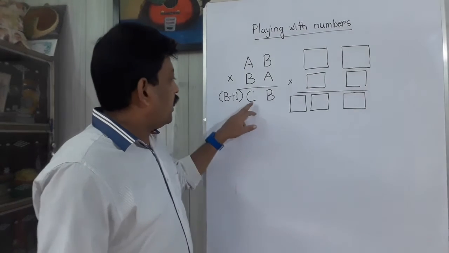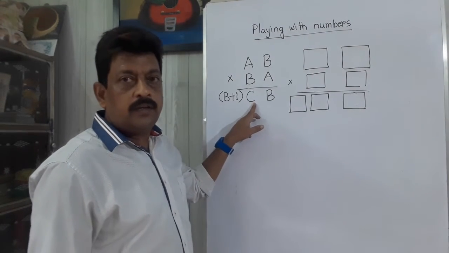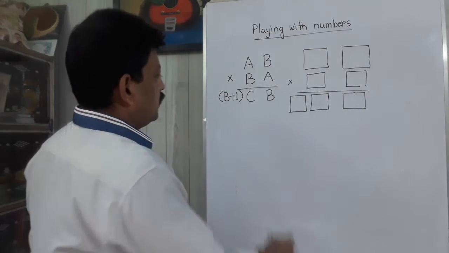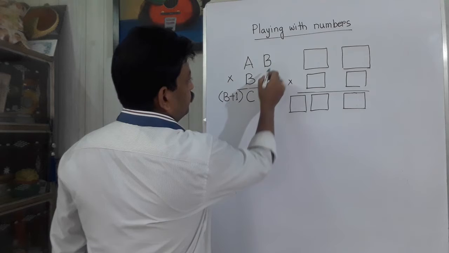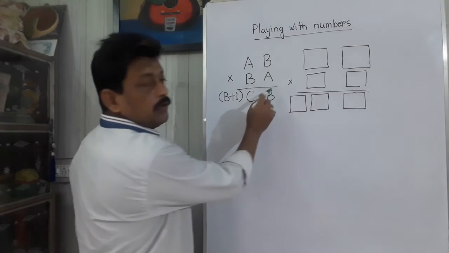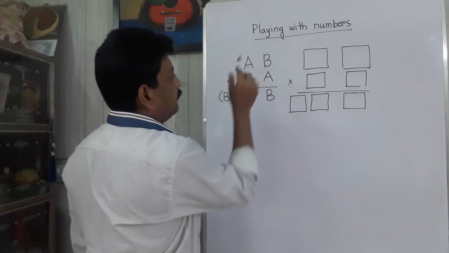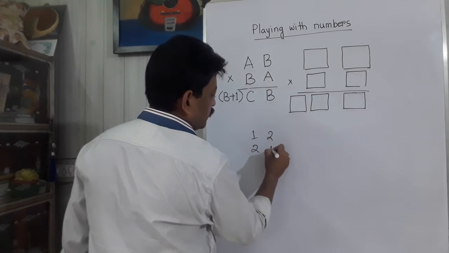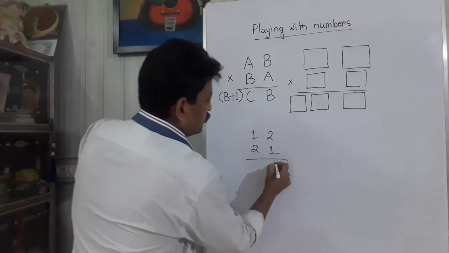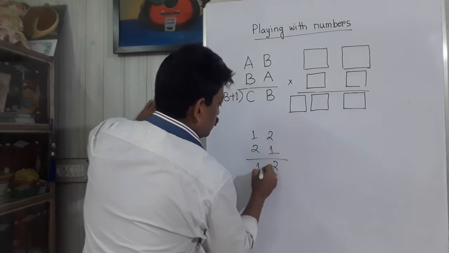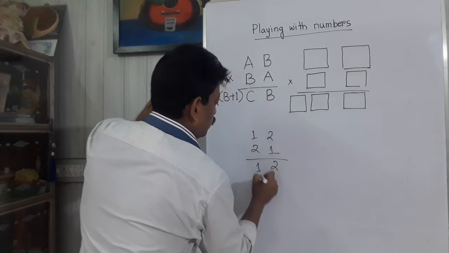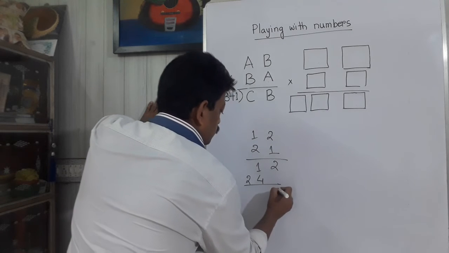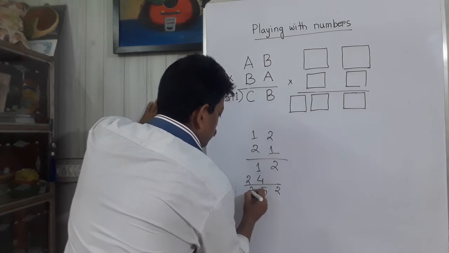Students, sorry, this will be C, not A. There was a little bit of a mistake. This will be C. So let me try A as 1 and B as 2. Again, let me do it again because there was a mistake I have made. So 2 ones are 2. 2 twos are 4, 2 ones are 2. So it is 2, 5, 2.